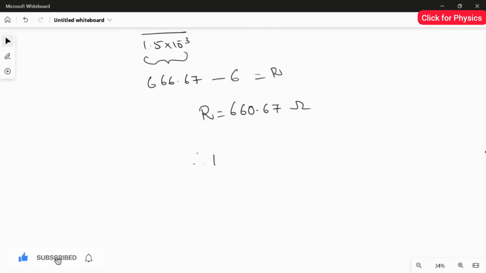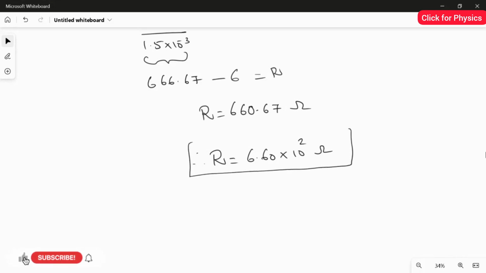We can also write it in power form. Therefore the external resistance R is equal to 6.60 multiply 10 power 2. So this is the answer for this question. Either you can leave the answer like this, or you can convert it in terms of power. Both answers are right. Clear? So this is the answer for part A.